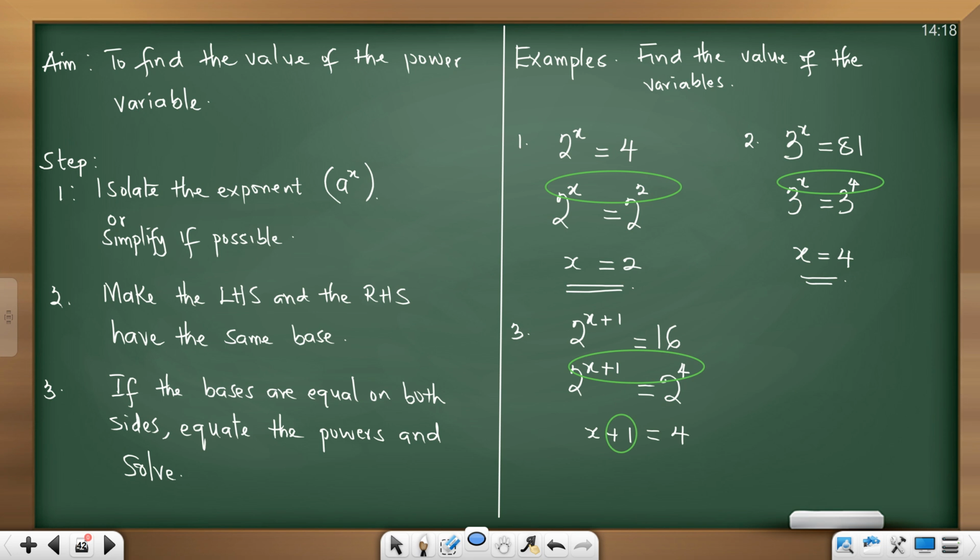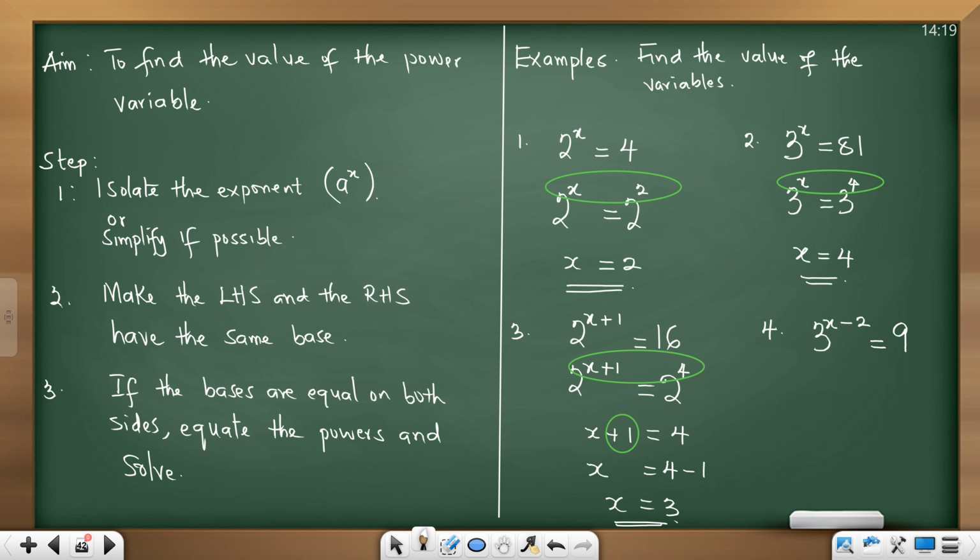The 1 here is adding. When it goes to the other side, it has to be reversed. And x is 3. Beautiful. Everything is coming together. Everything is just in place now. Everything is coming together. Please write that.